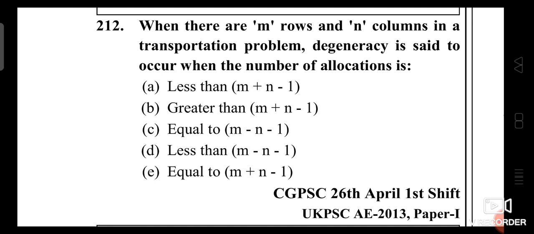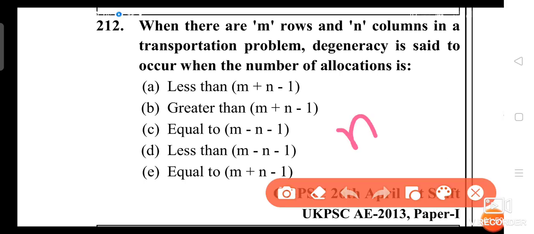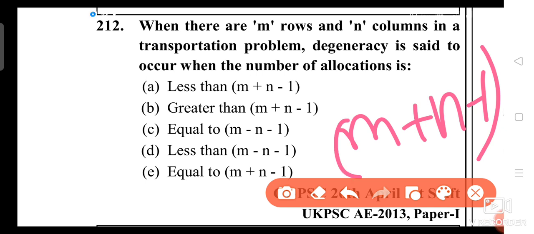Next, when there are m rows and n columns in a transportation problem, degeneracy is said to occur when the number of allocations is less than m plus n minus 1, that is option E. E is the right answer.